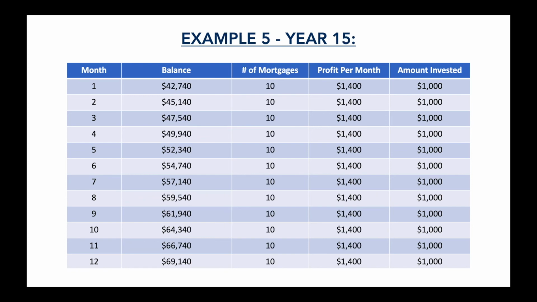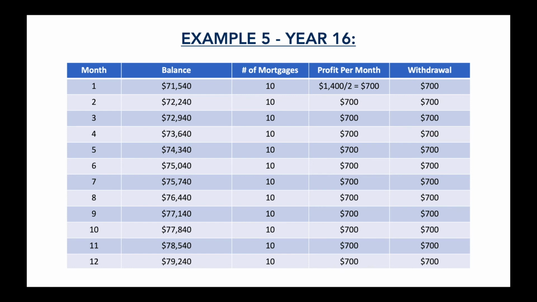Now at year 15, it's all the same, but we switched to year 16, and here's where you'll see some differences. So first of all, you'll see that your profit per month halved. That's because you're going to be taking half of whatever profit you make and withdrawing it to support your lifestyle. So you can see that instead of an investment here, you have a withdrawal, and that's equal to the amount of profit that you have of $700. If you add 700 and 700 together, you'll get the $1,400 that you are making from your properties.